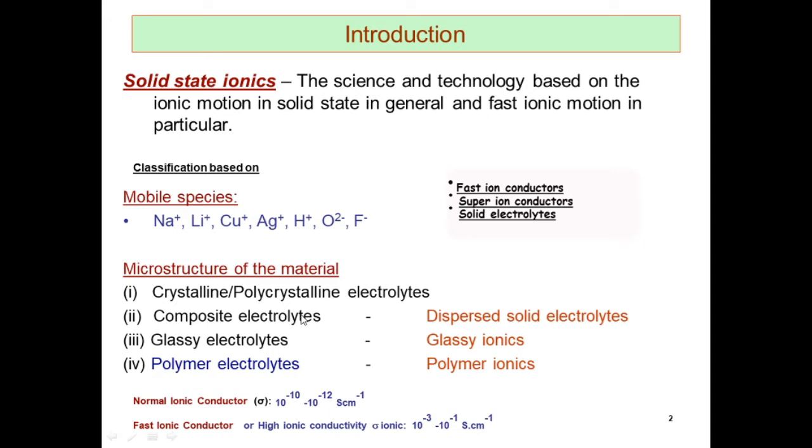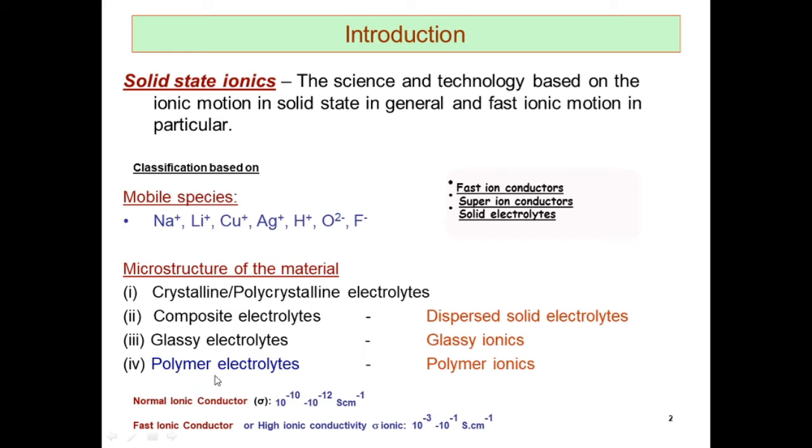Solid state ionic materials have various advantages over liquid electrolytes, such as no corrosion, portability, no leakage, and a high electrochemical window, and they are designer materials. We can design the material in different shapes and sizes, moldability, etc. On the basis of microstructure property, these materials can be classified into crystalline or polycrystalline electrolyte, composite electrolyte, glassy electrolyte, or polymer electrolyte.